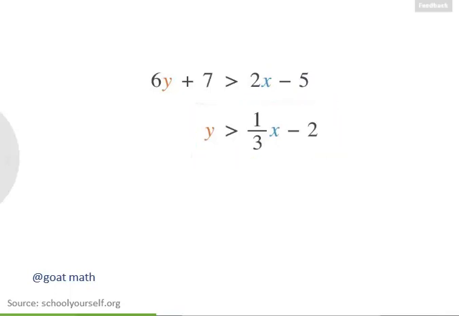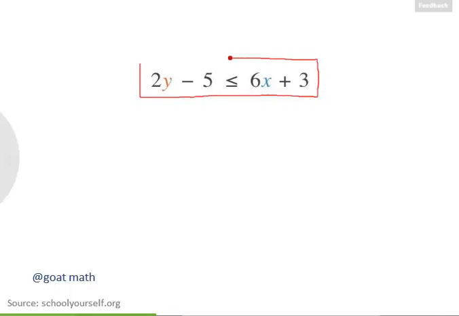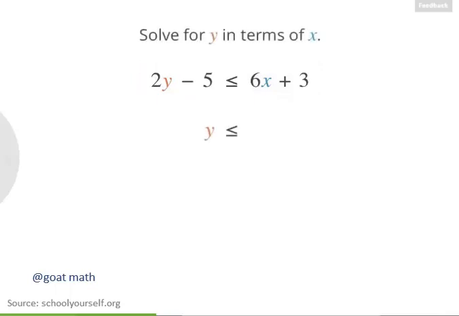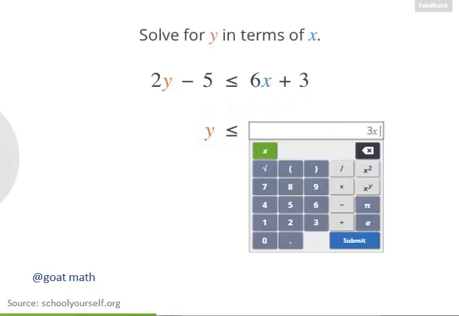So solving inequalities with two variables is just like solving equations with two variables. So next, take a look at this inequality. 2y minus 5 is less than or equal to 6x plus 3. Try solving for y in terms of x. Y must be less than or equal to what?